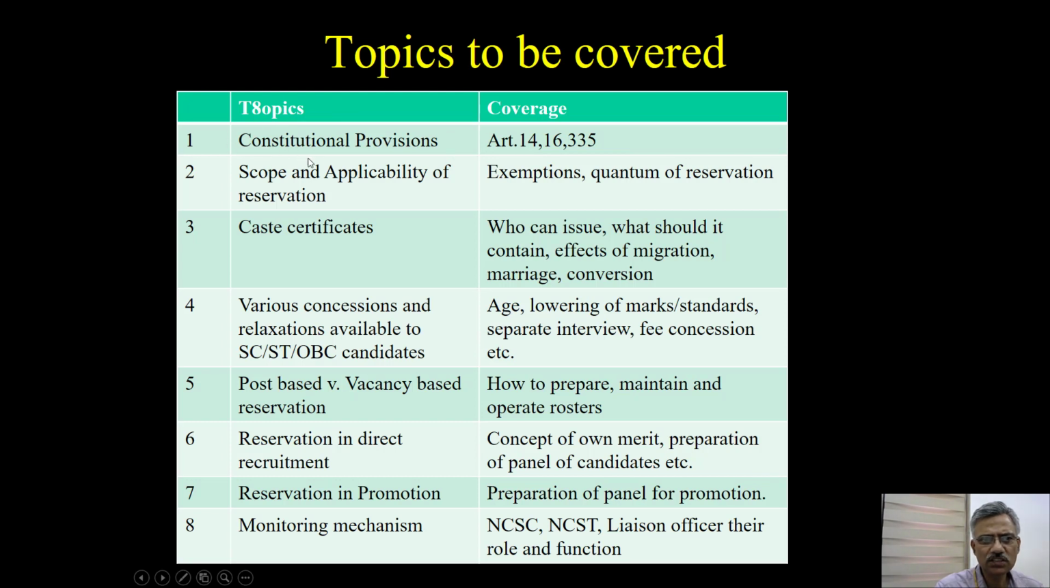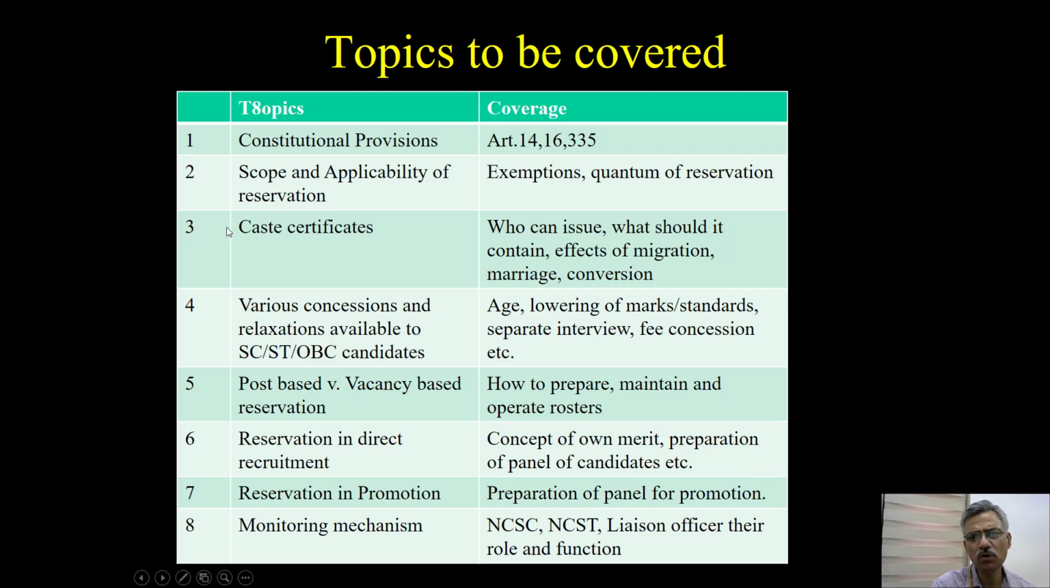In today's lecture, we'll talk about the provisions in our constitution. We'll specifically talk about Article 14, Article 16, Article 335, which is regarding reservation in services. Then we'll talk about in the subsequent videos the scope and applicability of reservation. That is where reservation is applicable, which are the posts which are exempted, which are the areas in government jobs which are exempted from reservation, and where it is applicable, what is the quantum of reservation.